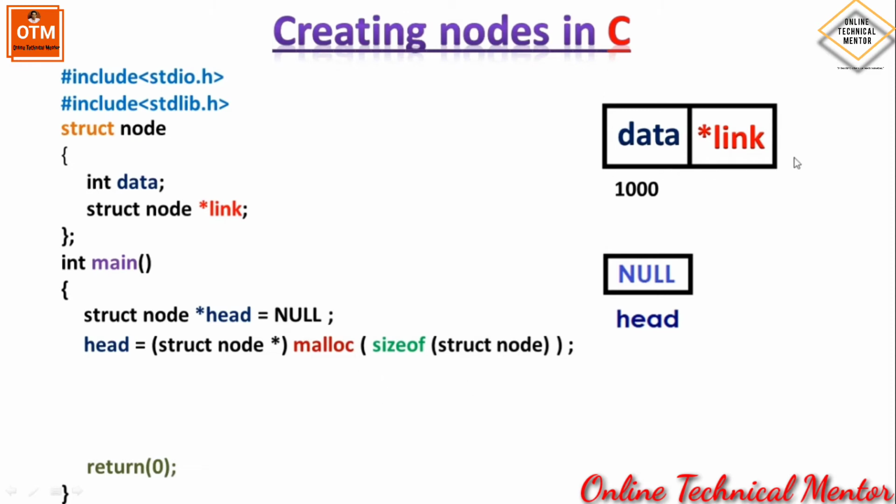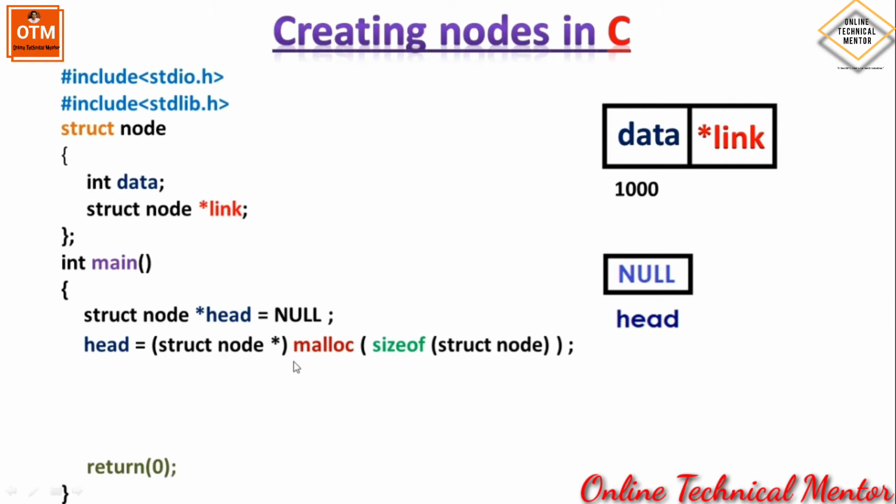So it will look like this. Look at the diagram. So it has a data part and a star link part. The starting address of the memory is 1000. I have taken this address arbitrarily. Now after creating the memory space, you need to typecast this memory segment to struct node type.